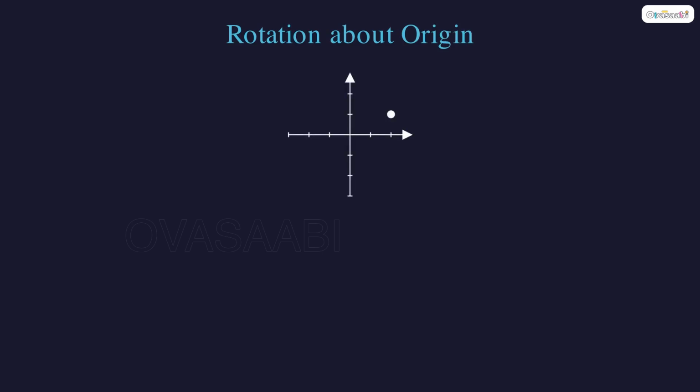Under rotation about the origin, only the center of rotation is invariant. All other points trace circles. The origin is our special fixed point here.